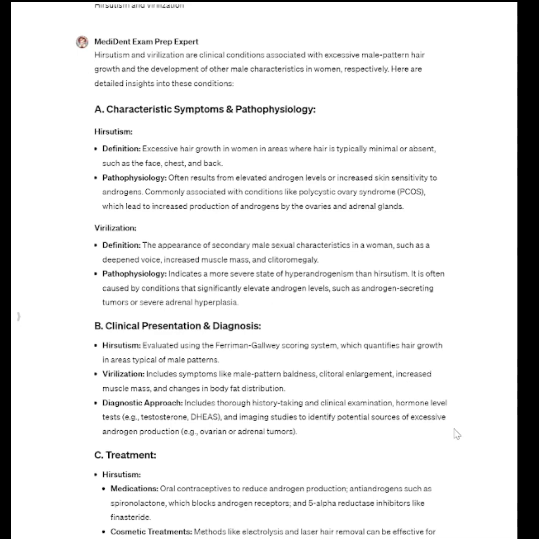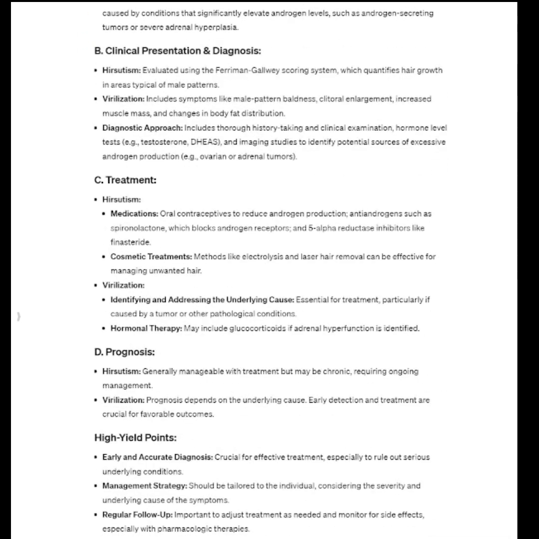B. Clinical presentation and diagnosis. Hirsutism, evaluated using the Ferriman-Gallwey scoring system, which quantifies hair growth in areas typical of male patterns. Virilization includes symptoms like male pattern baldness, clitoral enlargement, increased muscle mass, and changes in body fat distribution.